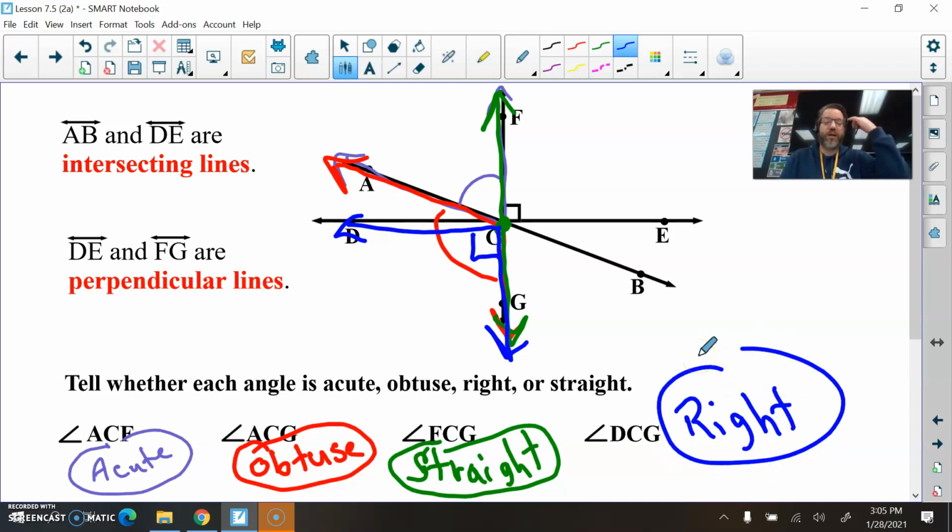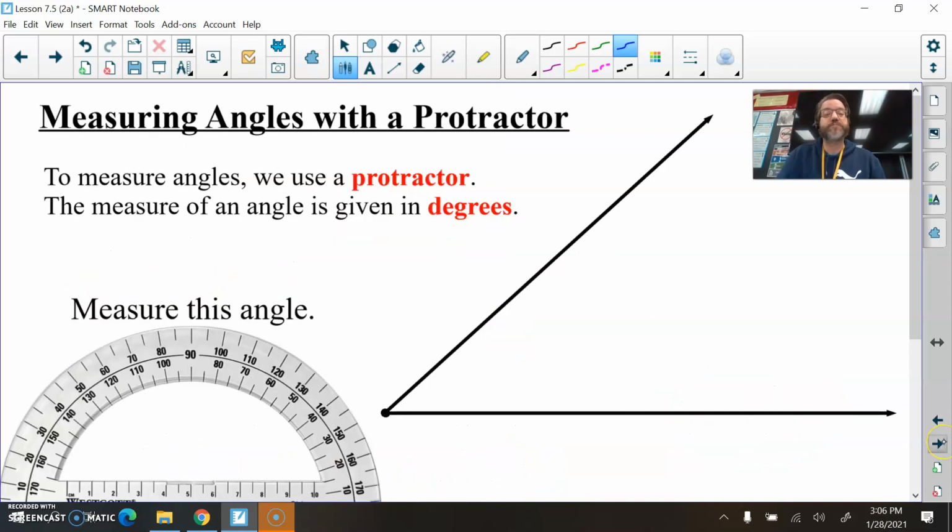Okay, so acute, obtuse, straight, and right angles. You need to know all those terms. You also need to know that lines that intersect forming right angles are known as perpendicular lines.